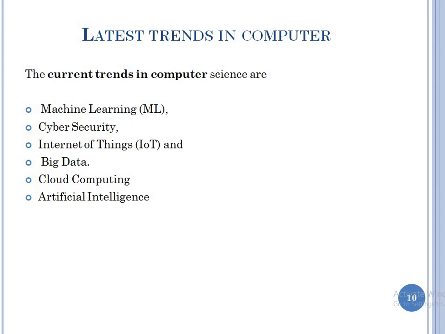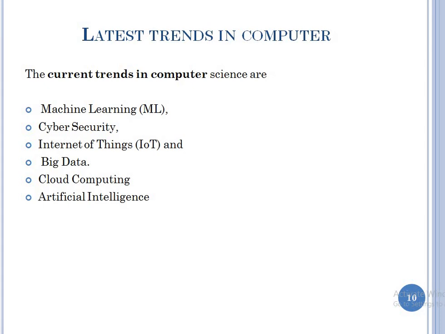Internet of Things. It is a system of interrelated computing devices, mechanical and digital machines provided with unique identifiers. It has the ability to transfer data over a network without requiring human-to-human interaction. Cyber security. It refers to a body of technologies, processes and practices designed to protect networks, devices, programs and data from attack, damage or unauthorized access.